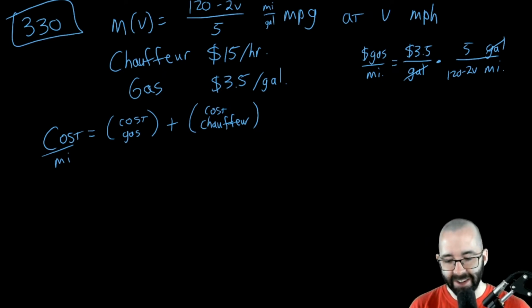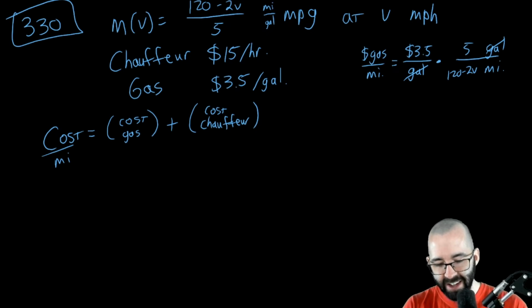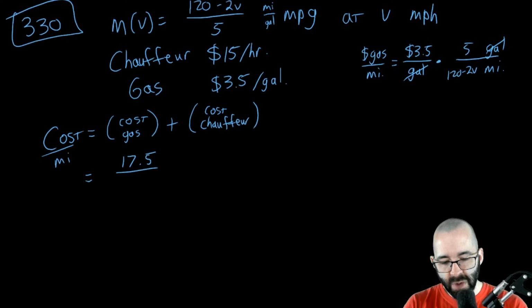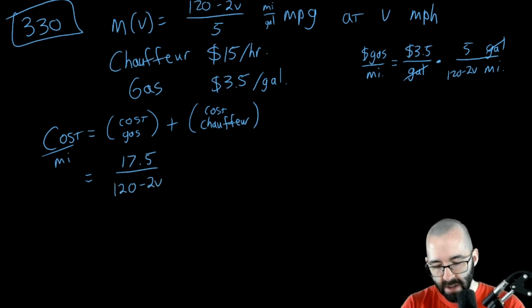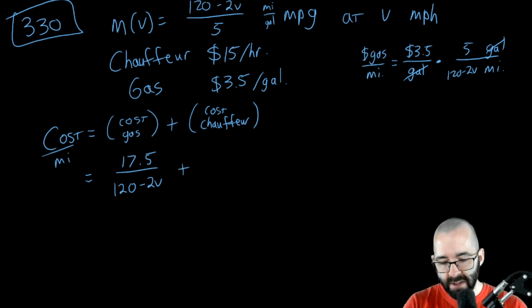Interesting. I'm not sure if this is right. So the cost of gas per mile, according to this, is 3.5 times 5, which is $17.5, divided by 120 minus 2V, plus the cost of the chauffeur every mile.